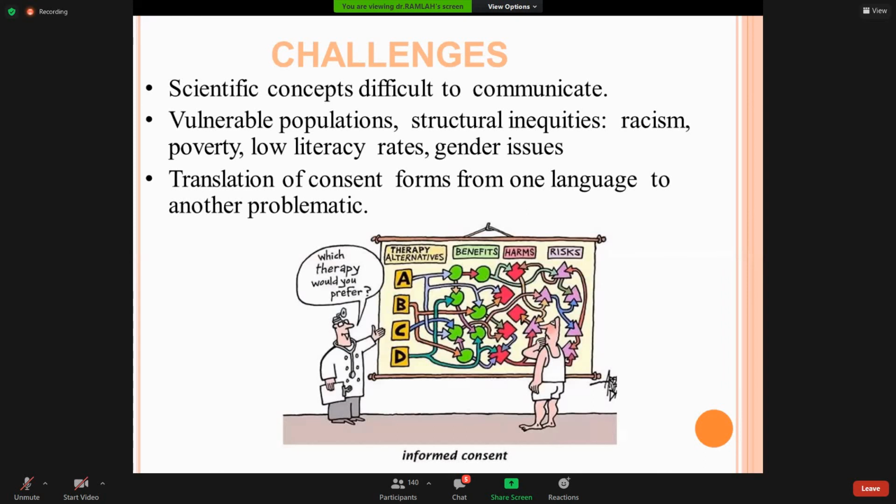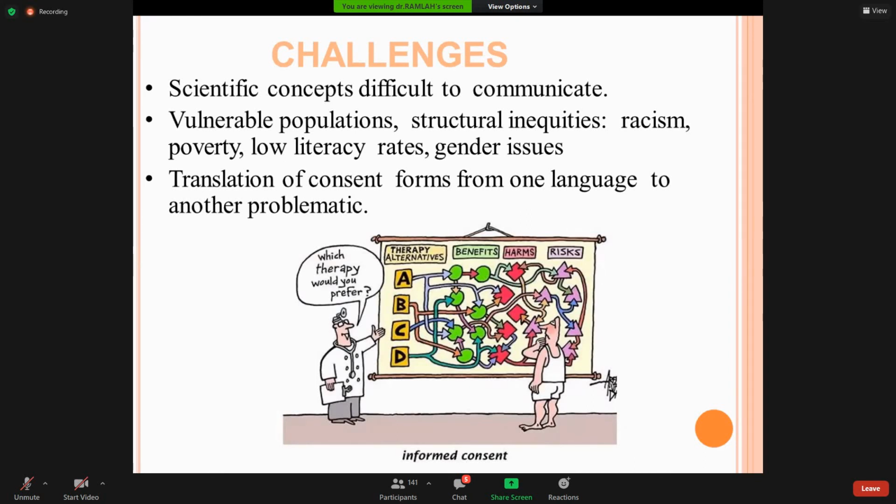So we face many of these challenges too, like when a lady is dying, the family says, "Ji, this is my precious baby, my son, I want him, I want him." But there you have to take the decision, because of the mother's life, and other children depend on her, so you have to make that decision. Translation of the consent form from one language to another is also problematic.